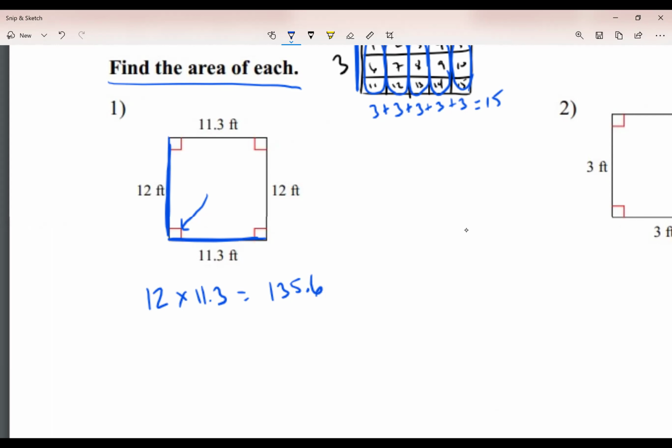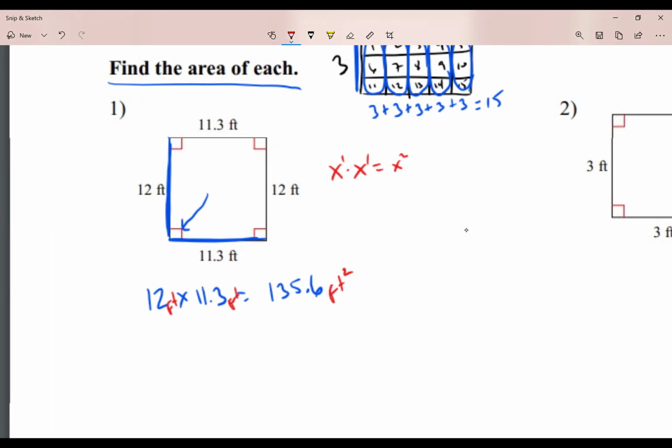Okay. Now, some people might ask, how about the measurements? Well, this was feet, right? 12 feet. This was feet, 11.3 feet. So feet times feet. Remember back in the days, if I had x times x, you would call this x squared because you added the exponents. The same thing with the measurements. Here it will be feet to the second, which people call square feet. So this is 135.6 square feet.